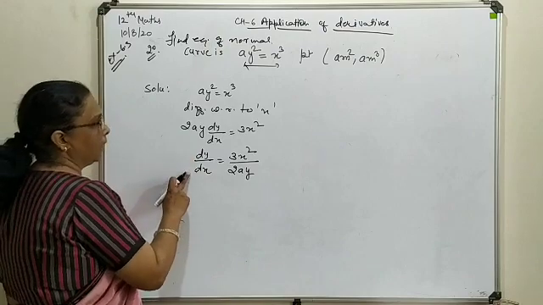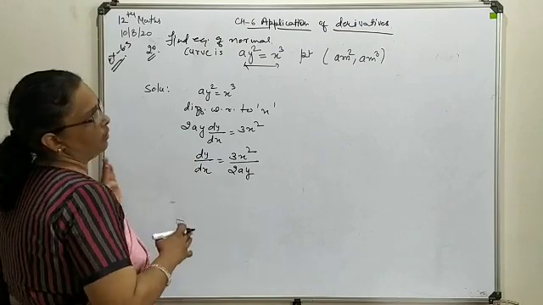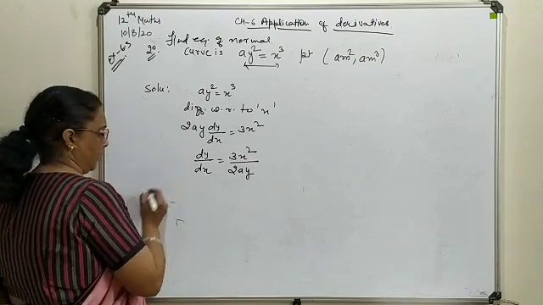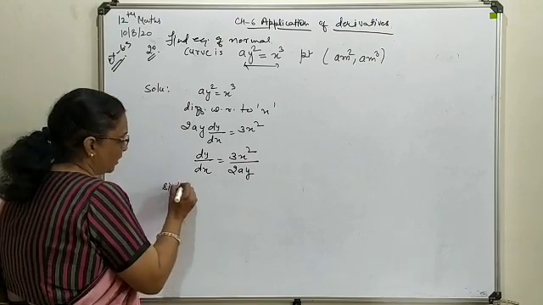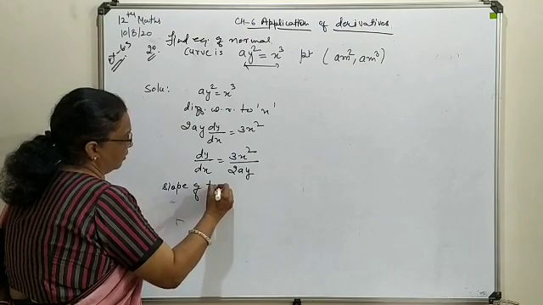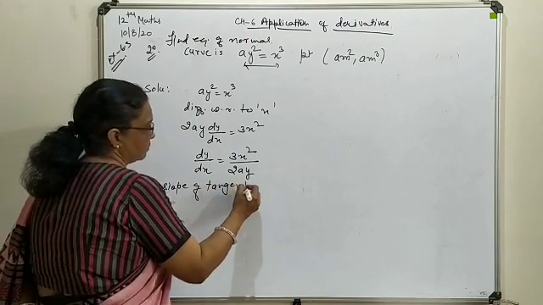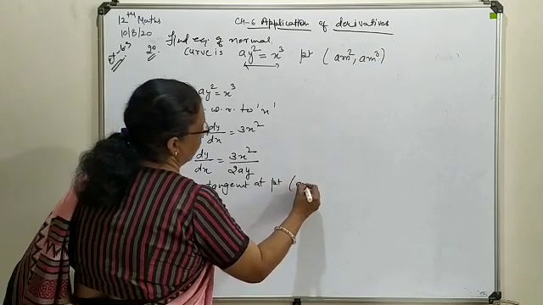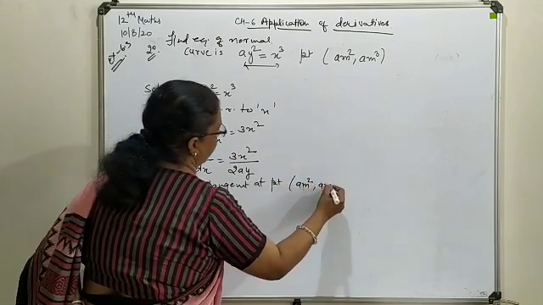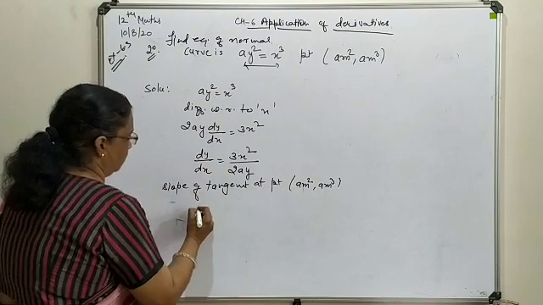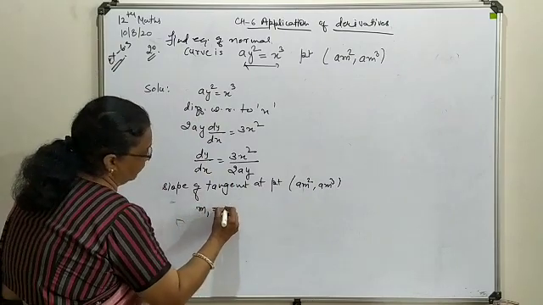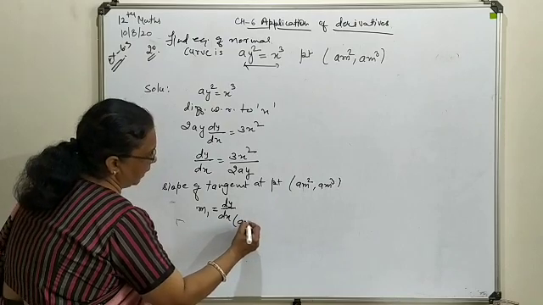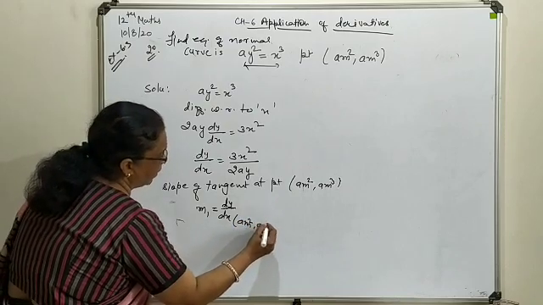So here first we find slope of tangent at the given point. So this you can take as m1, slope of tangent at point am square and am cube. So that you consider as m1. So dy by dx at point am square and am cube.